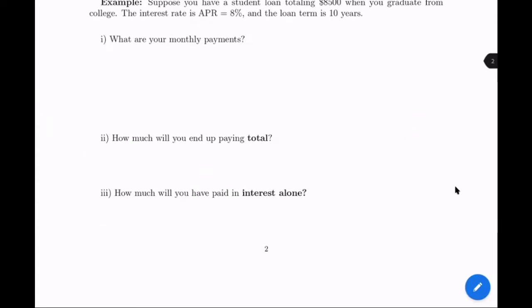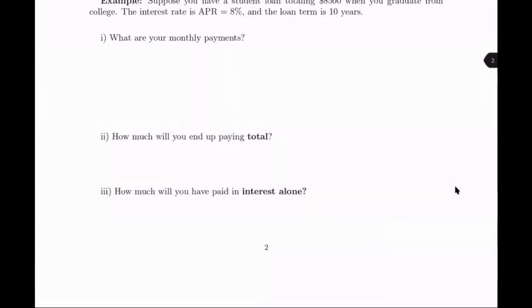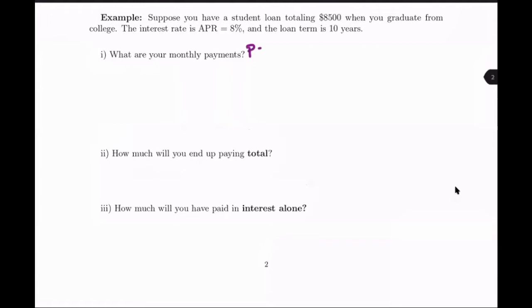So our monthly payments, we set up our letters. So we have P is equal to 8,500. APR is equal to 0.08. The loan term is 10 years, and we are still making monthly payments. So our N is still 12.